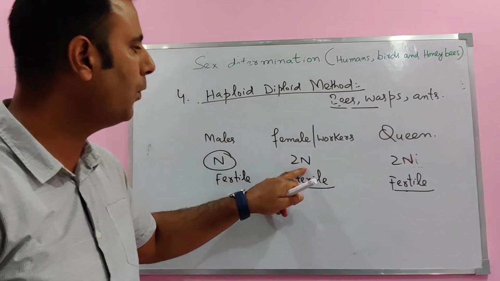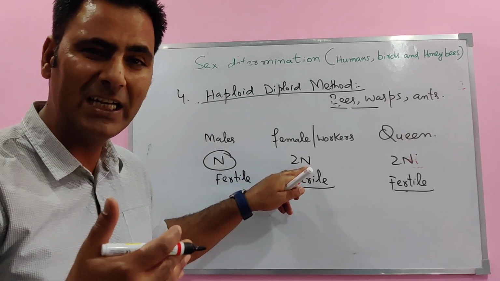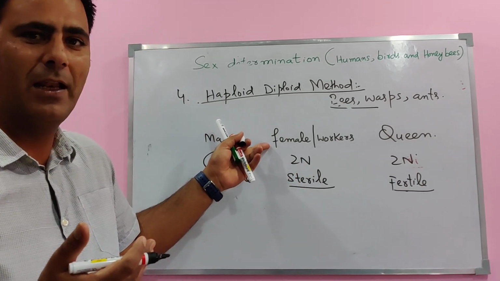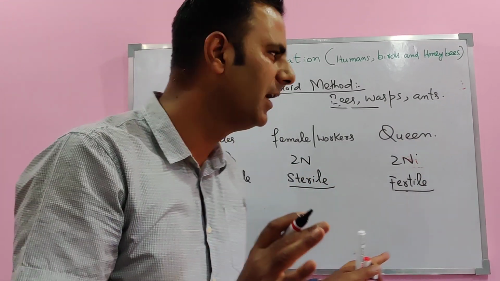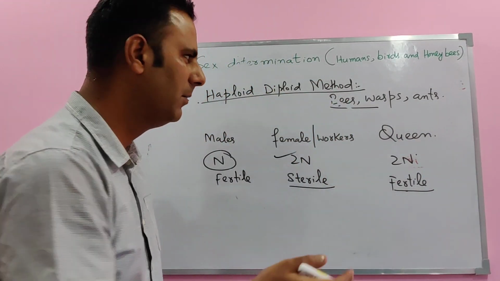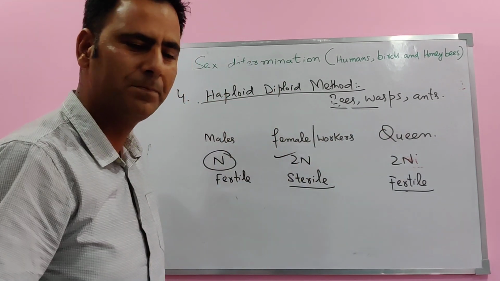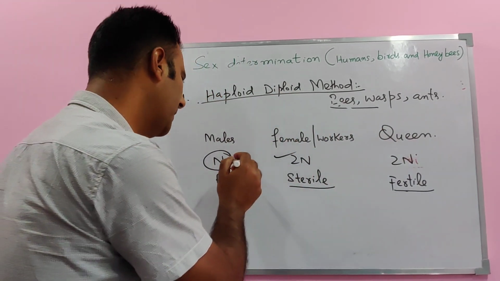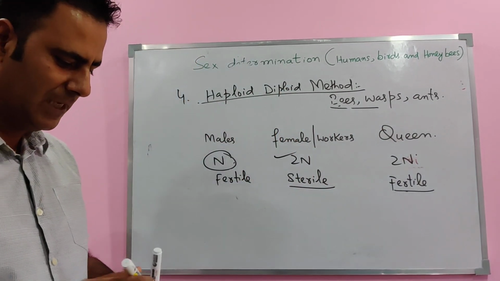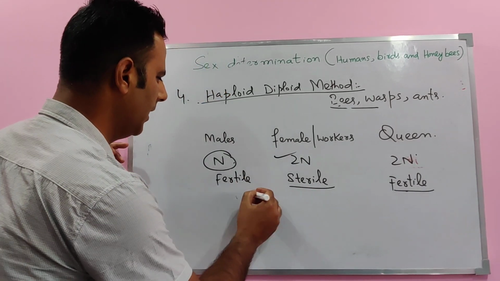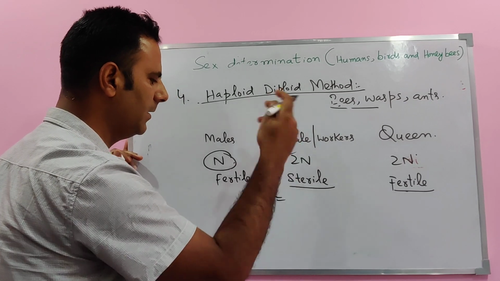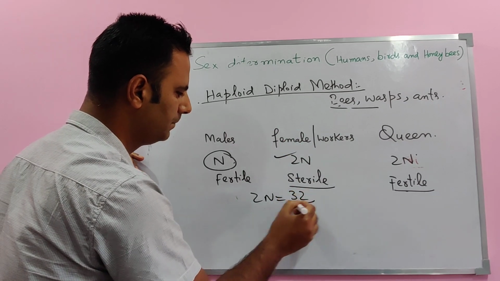And the presence of diploid condition determines the female. Then there is one more separate thing, whether it is sterile or fertile. But the thing is that if it is diploid, it is a female. It may be a queen or it may be a worker. But if it is haploid, it is always a male. See what is happening in them. The diploid chromosome number in the case of honeybees is 32.